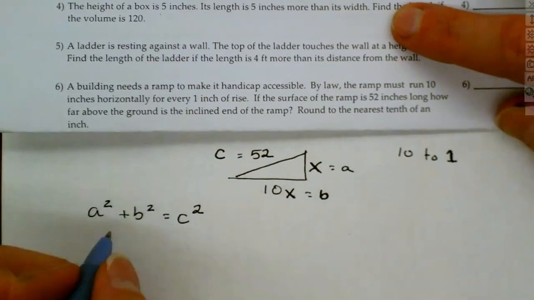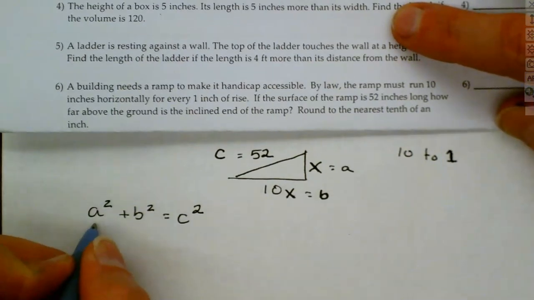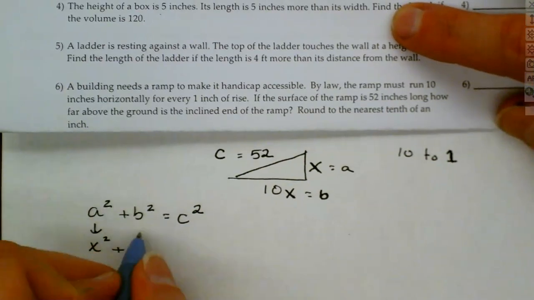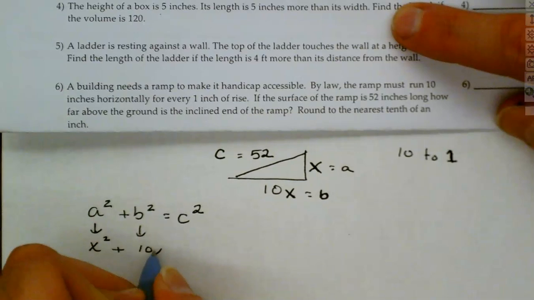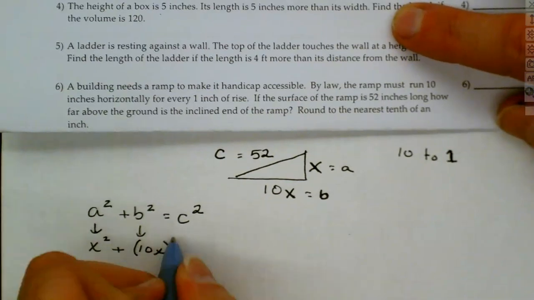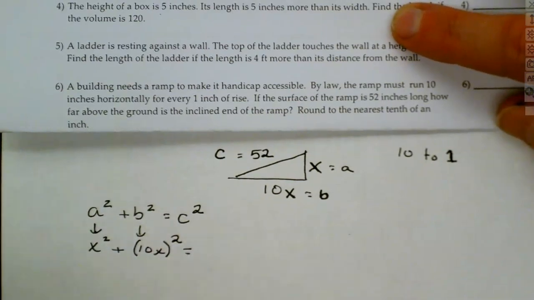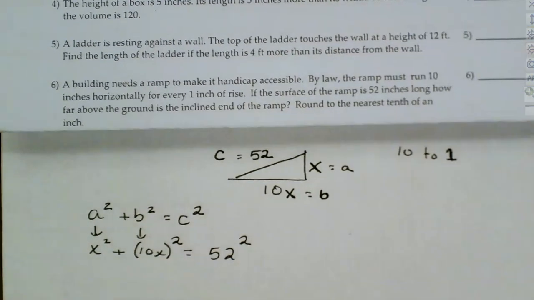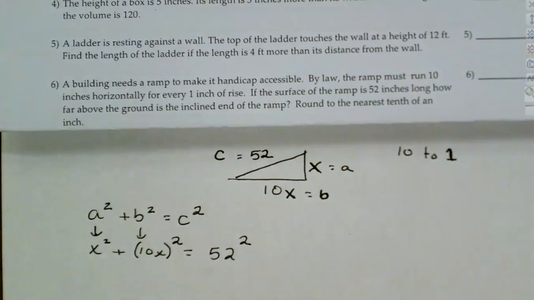And we're going to now apply our formula. So we're going to plug things in. So we've got x squared, and then b is going to be a 10x quantity squared, like this, and then it equals 52 squared.